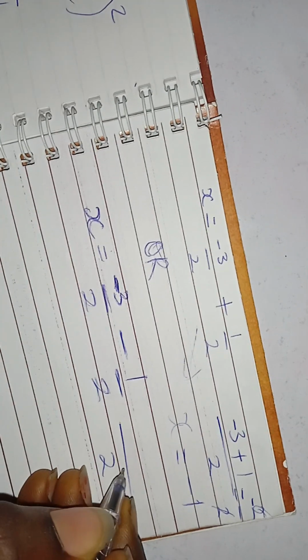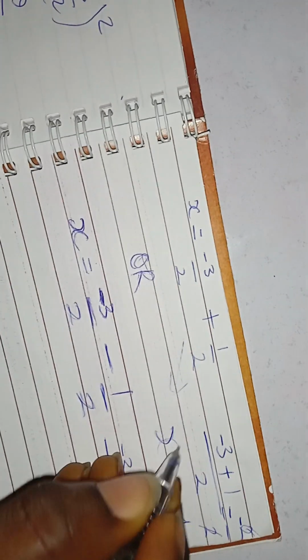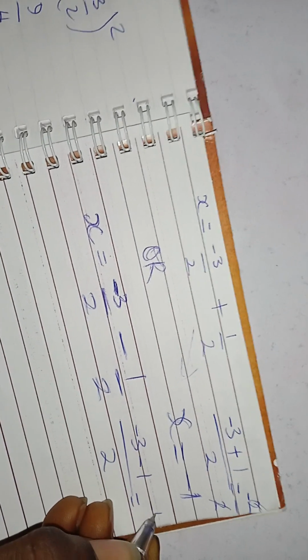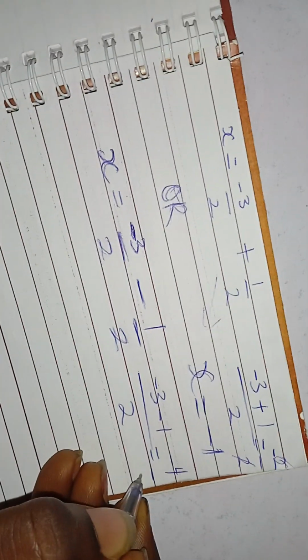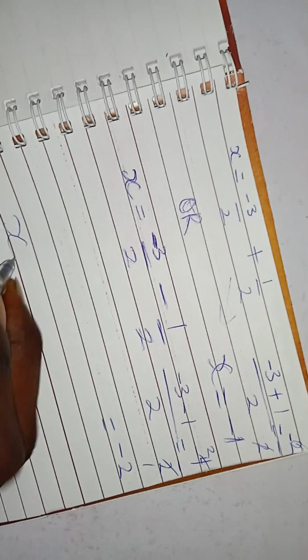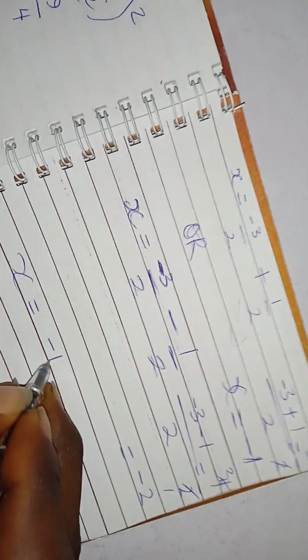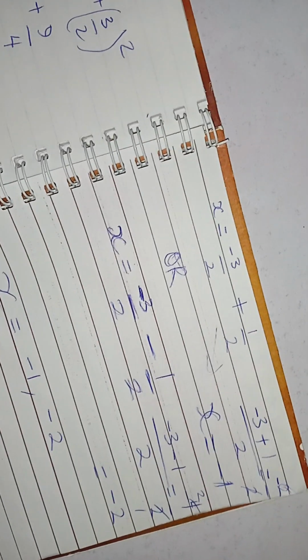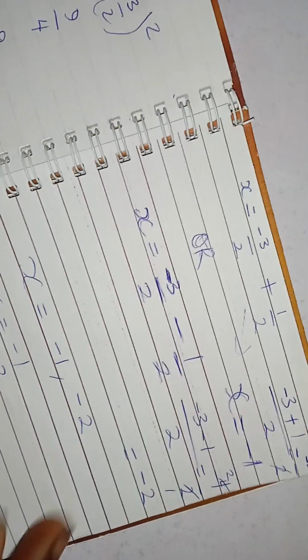Now here, what's the LCM? 2. Now 2 into this, minus 3 minus 1. This is the same thing as minus 4 over 2, which is minus 2. So x is equal to minus 1 and minus 2. That is, in the first place x is equal to minus 1, in the second place x is equal to minus 2.